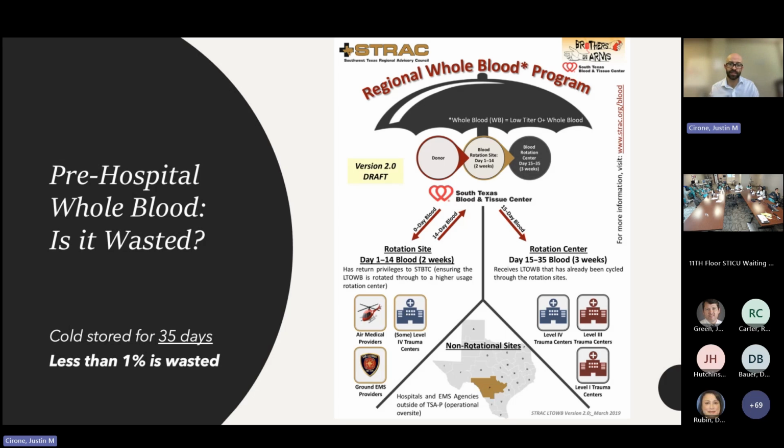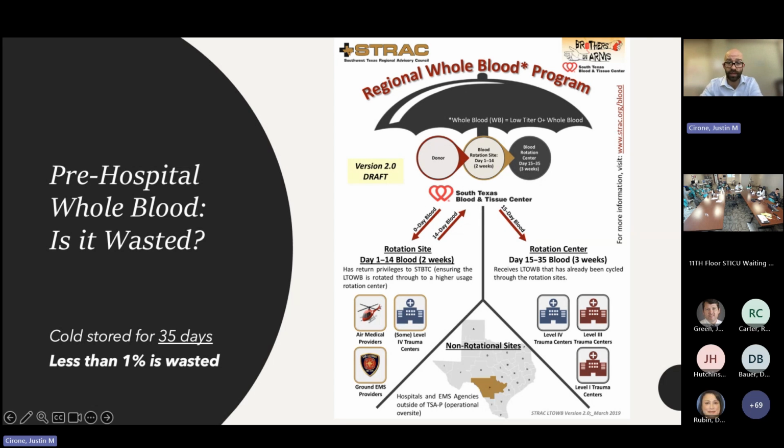So we created a system, really they did, and I was a part of it and got to learn from it, where the regional whole blood program had this system whereby on the left side here, air medical personnel, ground EMS providers, and some level 4 trauma centers, which is what we would consider maybe like University Hospital would probably qualify as, so it's not technically a trauma center from a COT standpoint, but is able to care for a sick patient prior to transfer. They would carry day 1 to 14 blood.